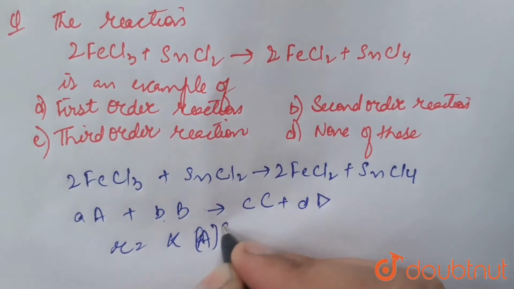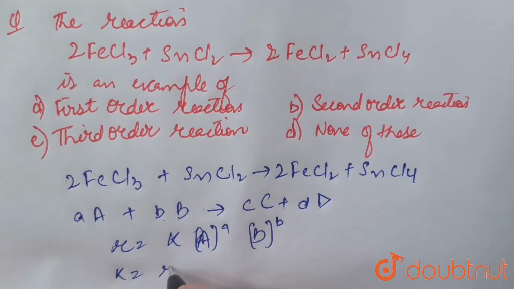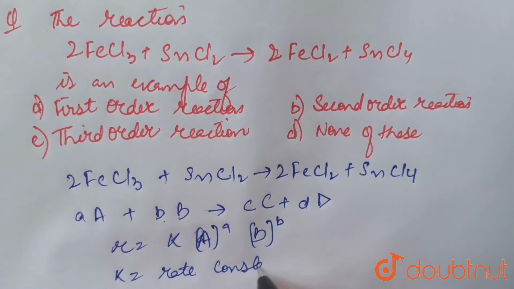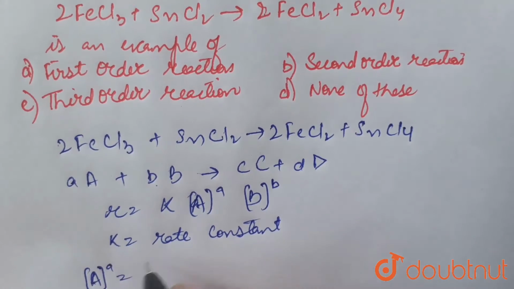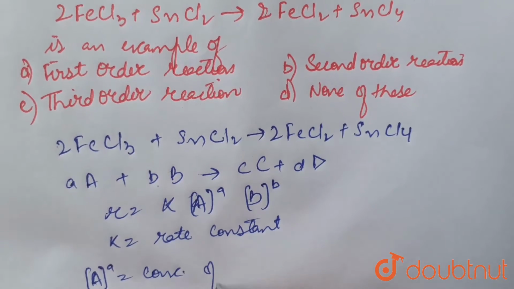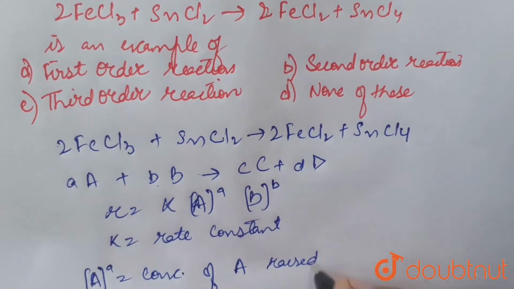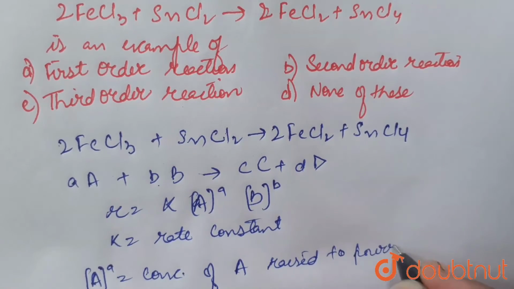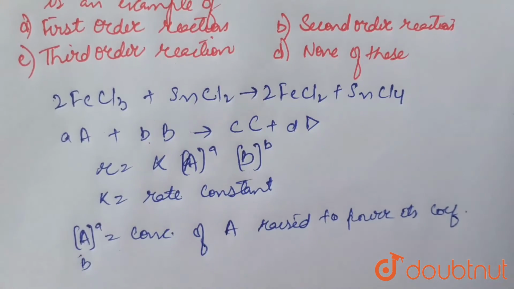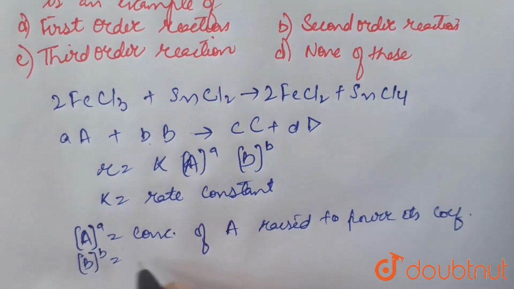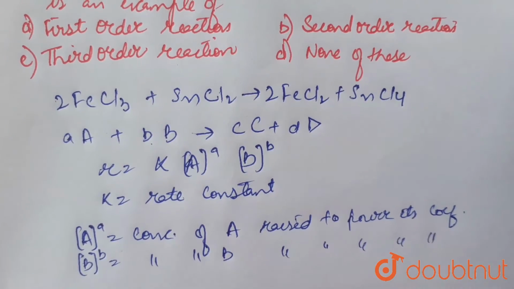[A] raised to the power a, [B] raised to the power b, where K equals the rate constant. [A] raised to the power a equals the concentration of reactant A raised to the power of its coefficient. Similarly, [B] raised to the power small b equals the concentration of B raised to the power of its coefficient.